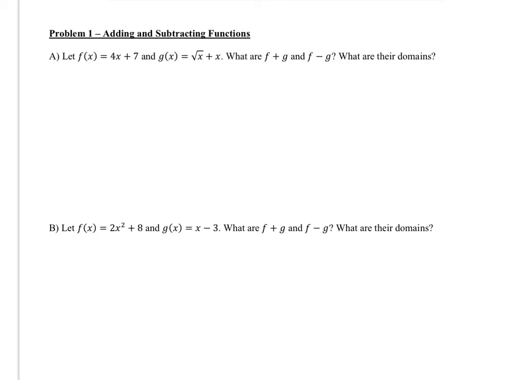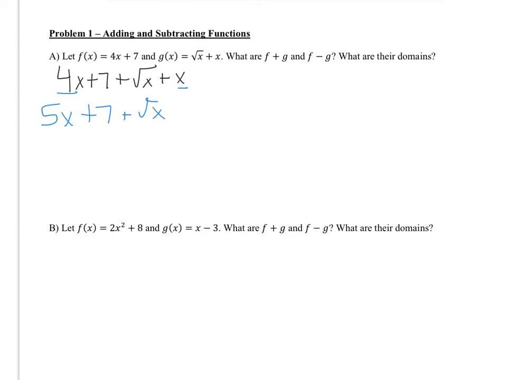Now when you're adding, this addition is not going to change anything in my function. So I would have my function of f, so it's going to be 4x plus 7 plus my function of g, which is square root of x plus x. Now these two are both like terms, not that one, this one. So we can combine those two like terms. So my final answer would be 5x plus 7 plus the square root of x.